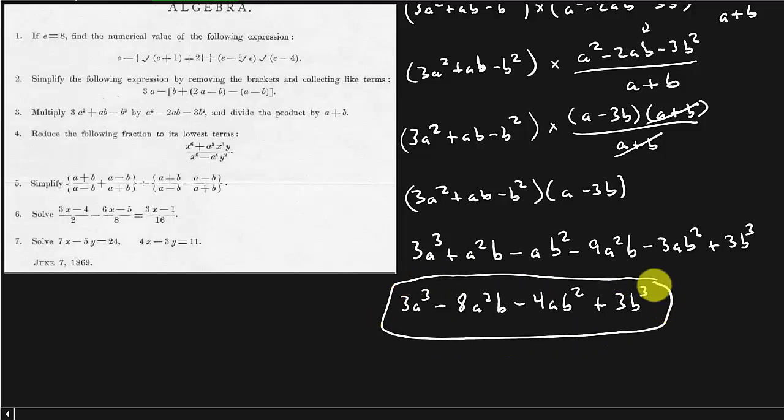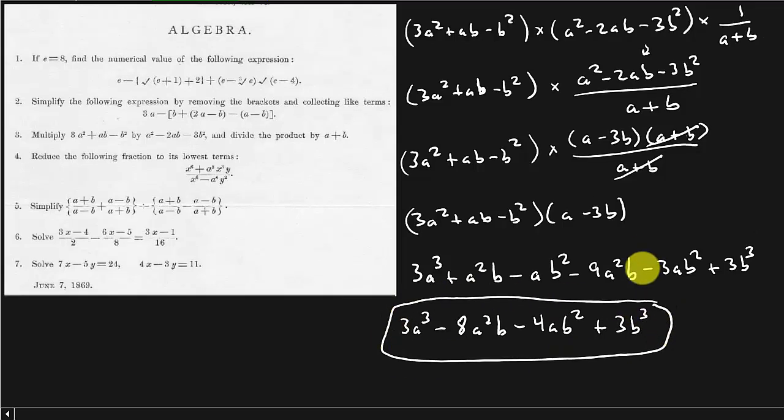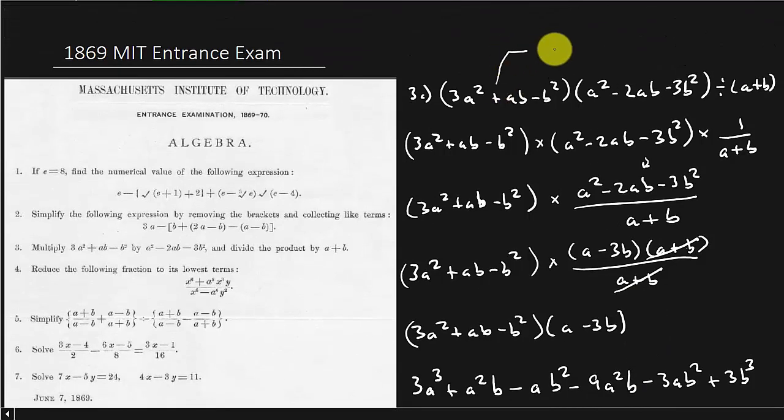And that's a lot less work than multiplying these two out and then using long division to divide it. So, you know, that's how you can do that one.